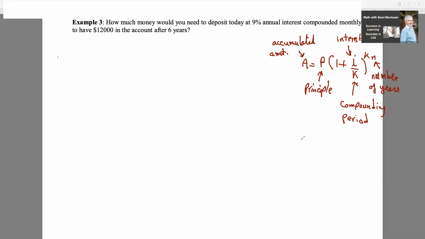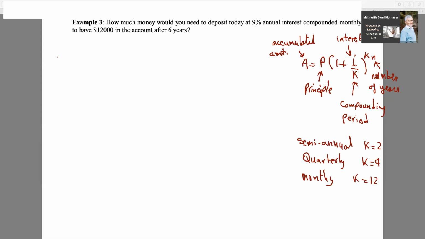If your interest is compounded annually, K is 1. But if it's compounding semi-annually, K equals 2. Quarterly, K equals 4. Monthly, K equals 12. What does that mean?